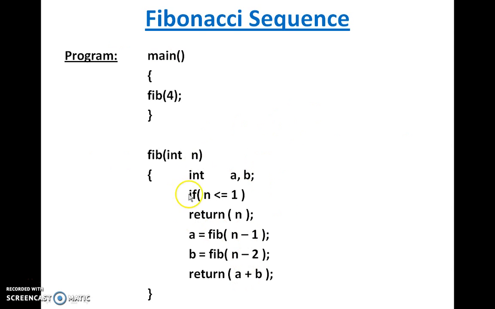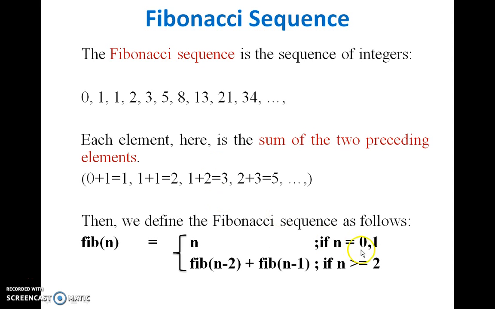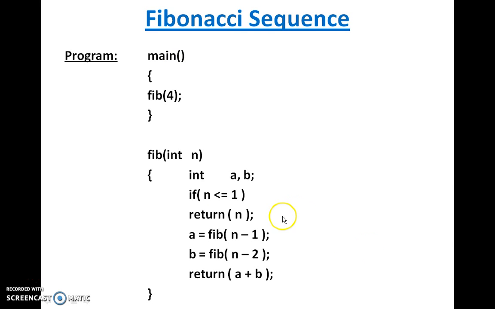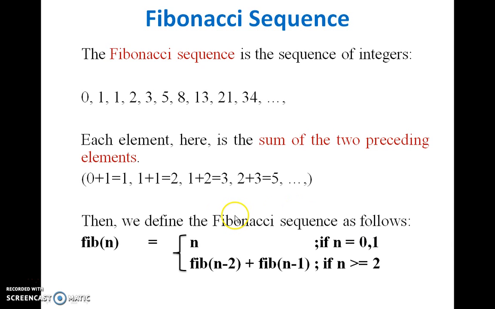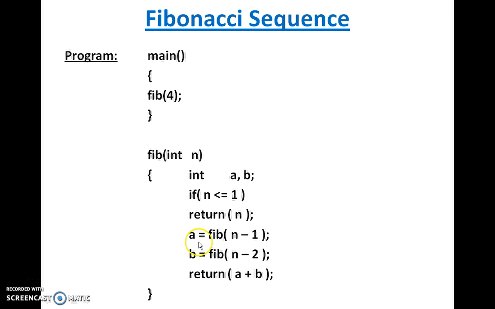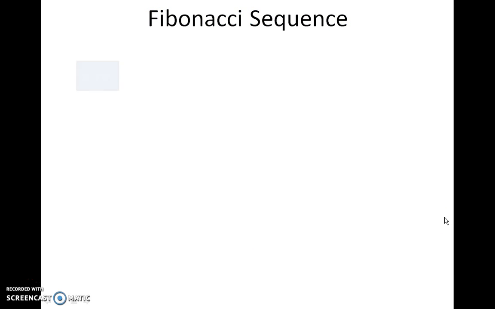The Fibonacci sequence function is defined here. For Fibonacci of n, the base condition is defined here: n's value is 0 or 1. So if n is less than or equal to 1, return n. And if it is not less than or equal to 1, that is, if it is greater than or equal to 2, we call the same function for n minus 1 and for n minus 2, and we add the returned values and return the sum. So the same function is called recursively two times to get the result. This will give the Fibonacci sequence.